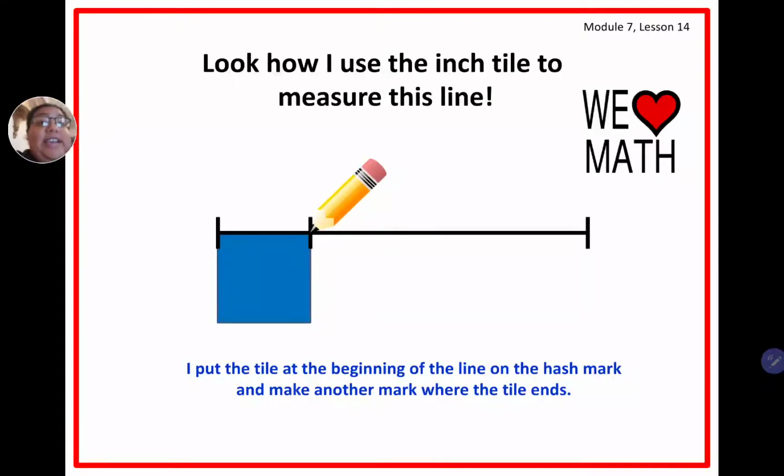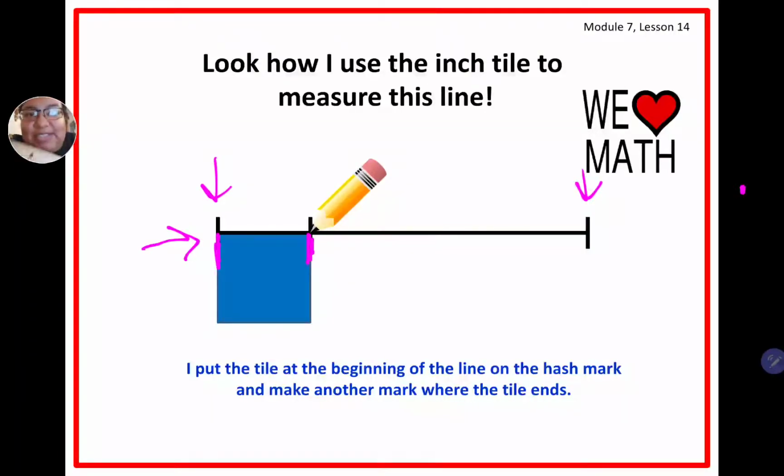Now, obviously, an inch is bigger than a centimeter cube, right? Okay. Look how I use the inch tile to measure this line. So I have this line right here. Okay. Right here and right here. Now, I'm going to go ahead and use my inch tile to measure it. So I start off here and here. Guys, why do you think I started from here? Why didn't I start my line over here?